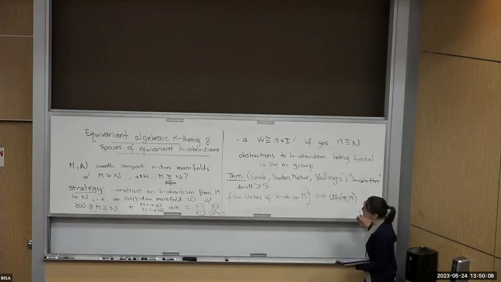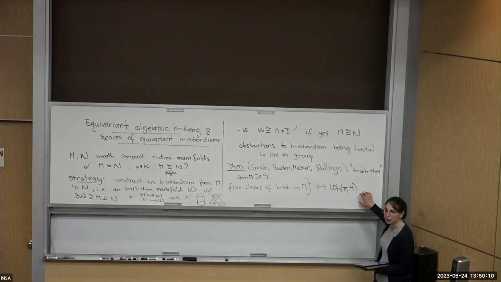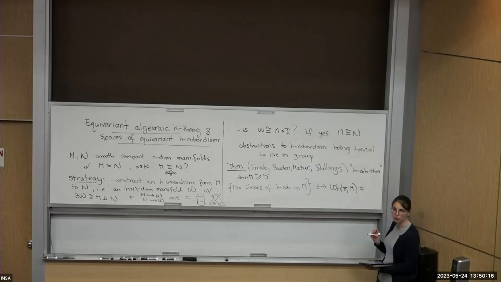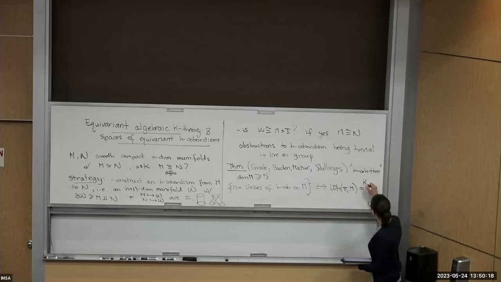Okay, so this is the first instance where algebraic K-theory comes into the picture. This group, by definition, is defined as a quotient of a K-theory group. So this is K1 of the group ring of pi_1 M, mod plus or minus the elements of the group, pi_1 M.